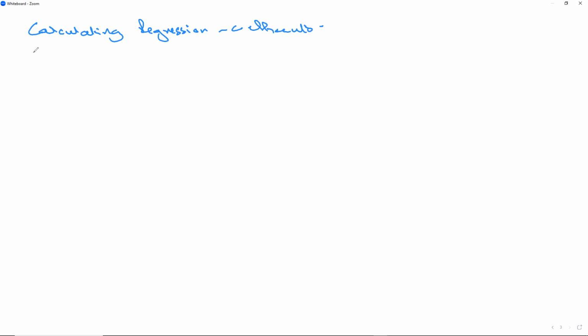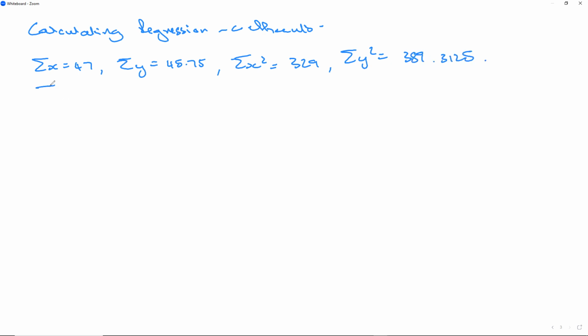So let's suppose you're given a set of data where they tell you that the sum of x is equal to 47. They tell you that the sum of y is equal to 45.75. And let's say the sum of x squared is equal to 329, as well as the sum of y squared equal to 389.3125. The sum of xy is going to be given by 310.25 as well, and n is equal to 8.